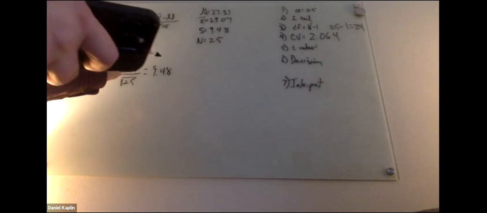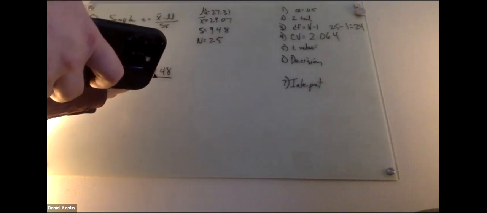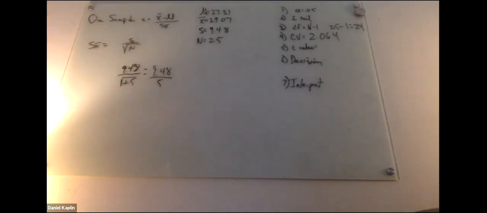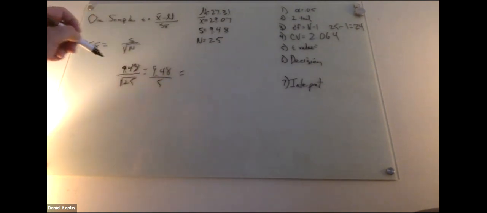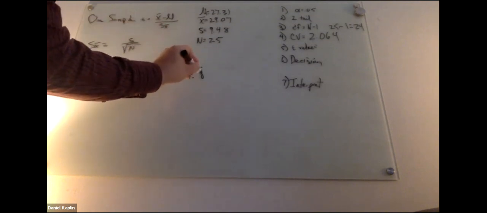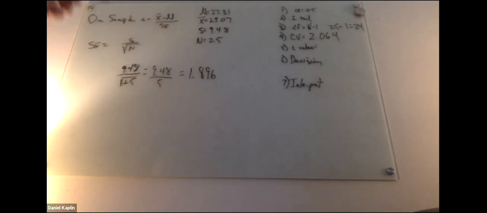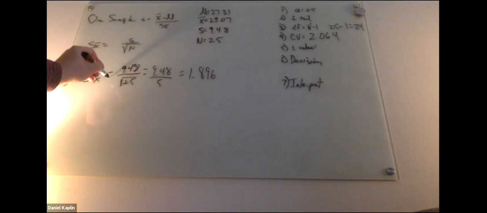So that's 9.48 divided by 5. So let's calculate that. 9.48 divided by 5. I get a standard error of the mean of 1.896. So that's the denominator. So that's the standard error of the mean.